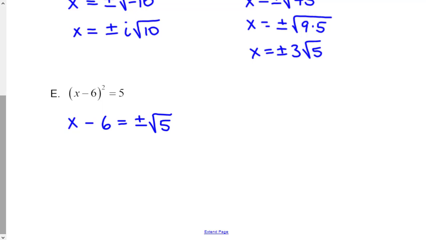And when you get your final answer, you want to get the x by itself. So I want to move the 6 over. I'm going to add 6 to both sides. And when I do that, I just will express the answer as 6 plus or minus the square root of 5, because I can't really combine the 6 and the 5 since the 5 is underneath the square root.